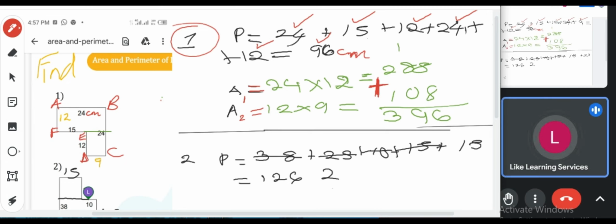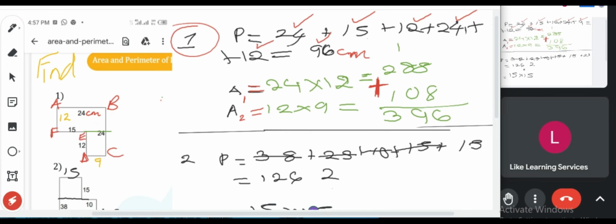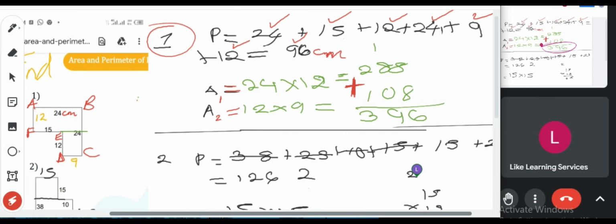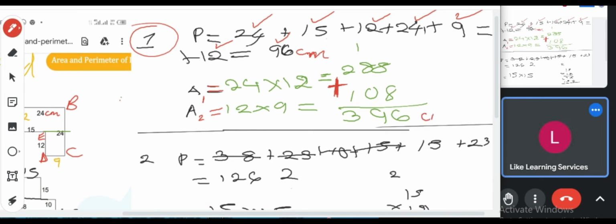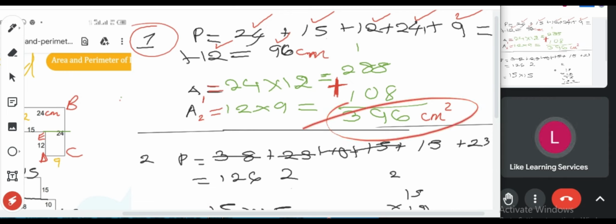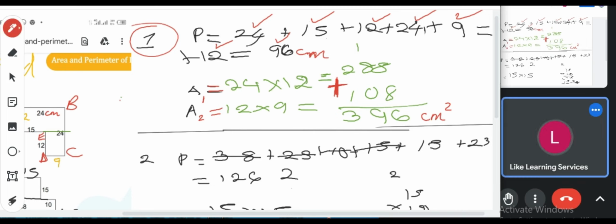Now, if this was in centimeters, what unit would you have written for the area? Are you listening? Yes, if this was in centimeters, the area would have been 396 centimeters squared, or square centimeters. Do you understand? Did you see what I wrote? Yes, sir. Squared because it's area. Okay. So that's total area. Go ahead.